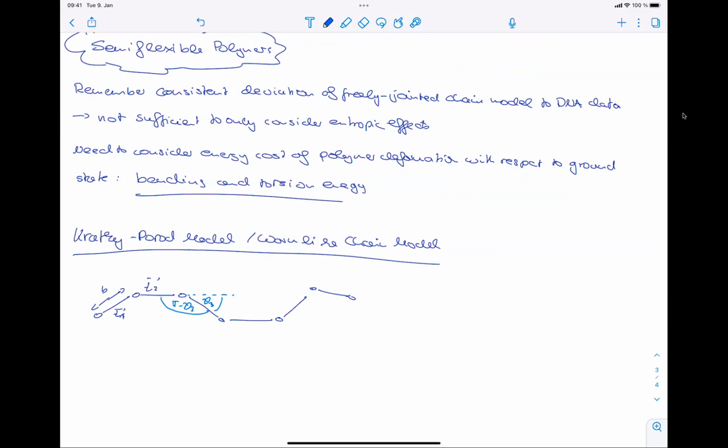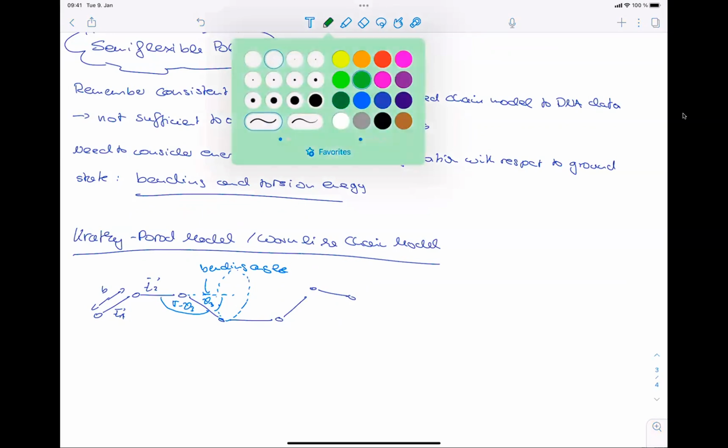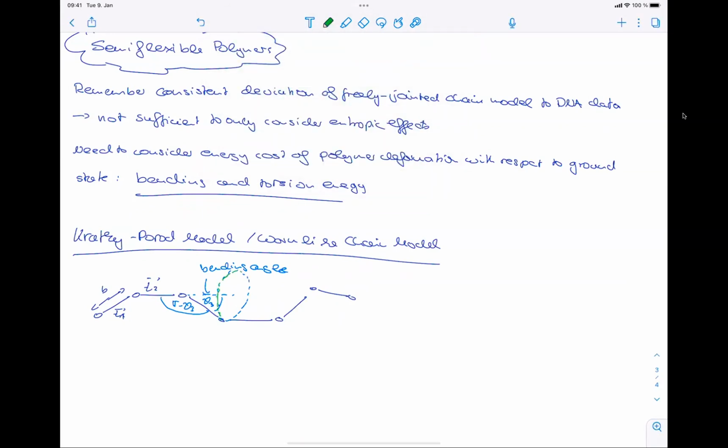And what I now assume is that this is a fixed angle, and my segment can only rotate around the axis of the prior segment with this fixed angle theta. This is the bending angle. And where am I on this curve? This is my rotation angle.